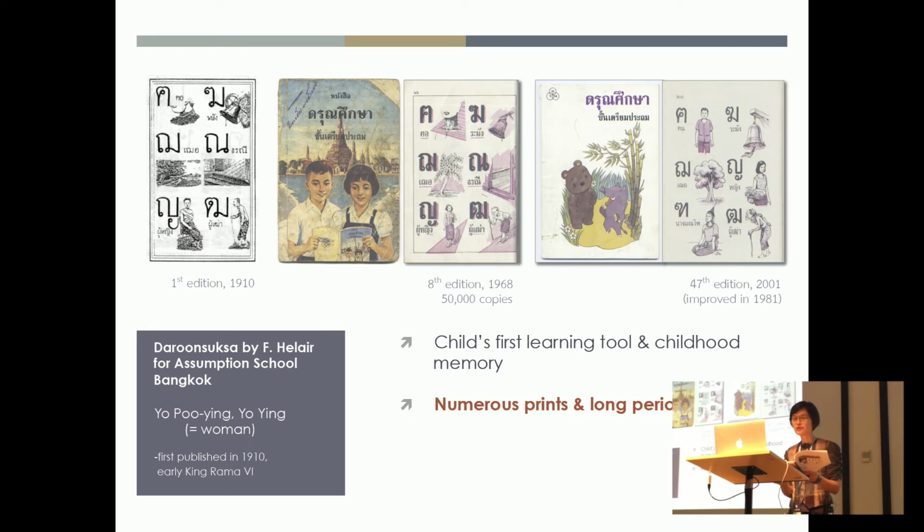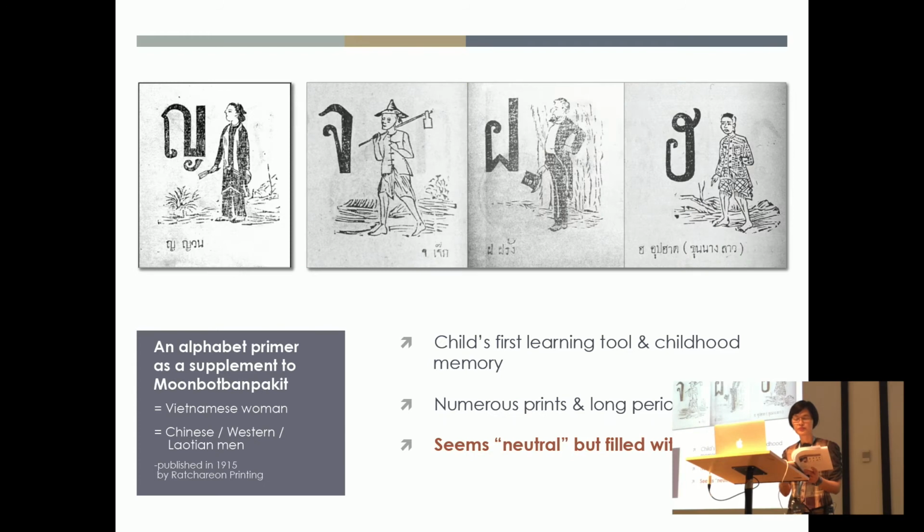Third, we never have suspicions about the alphabet primers. Their contents seem neutral and harmless to their users, but some of them are encoded with prejudice, either of their author or publishers. For example, the accompanying words in this 1915 primer demonstrated how Thai or Siamese at that time called foreigners such as Vietnamese, Chinese, Western, or Laotian people. These words reflect our attitudes towards those nationalities rather than just showing how they look or dress.